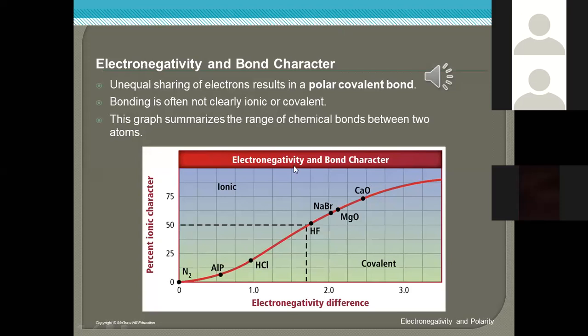Okay. In electronegativity, calcium oxide has the highest electronegativity difference. Why highest electronegativity difference? Why?